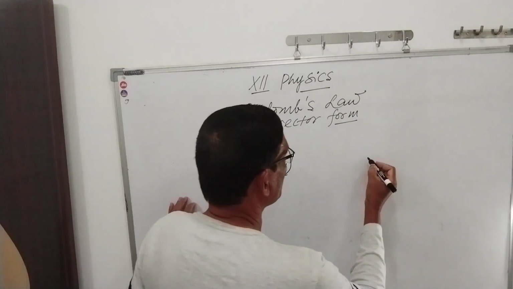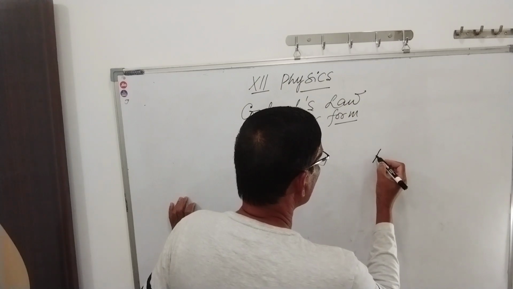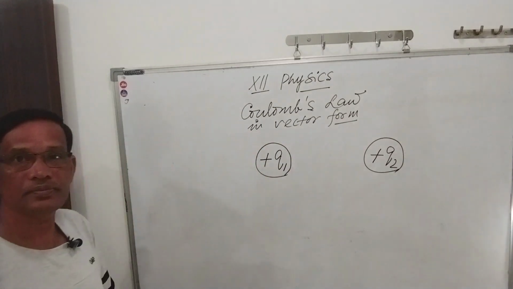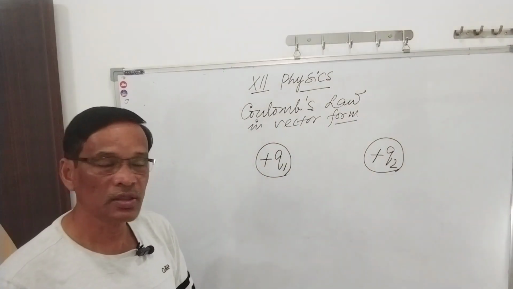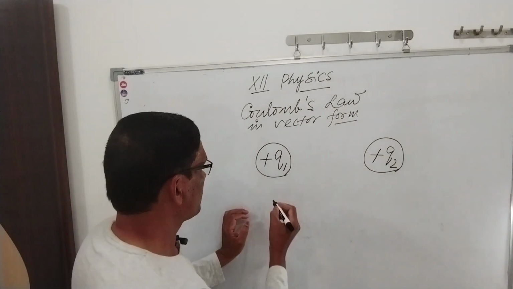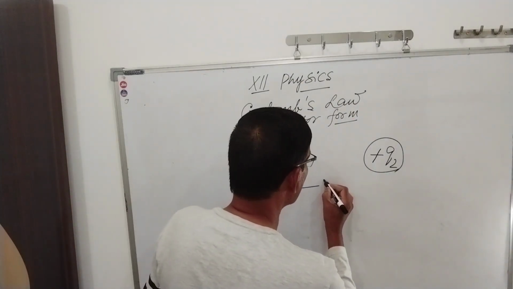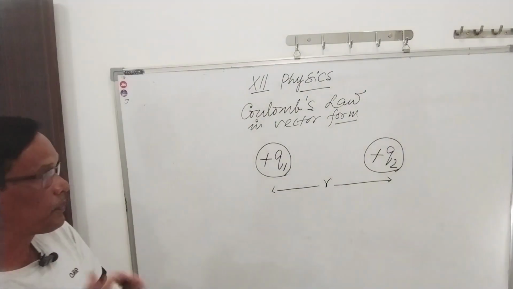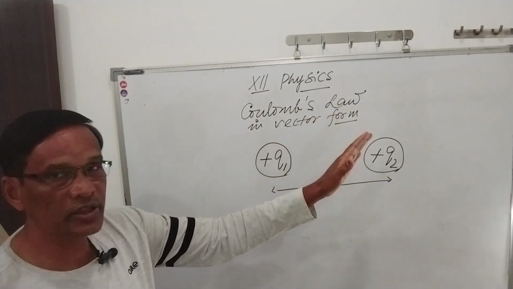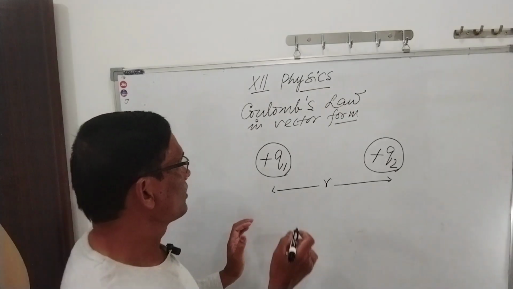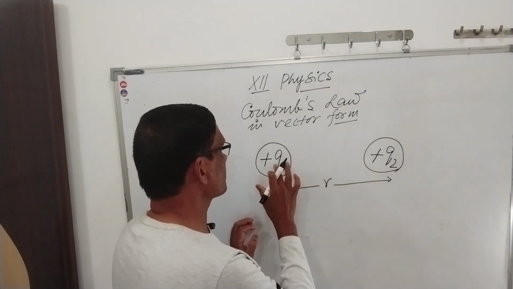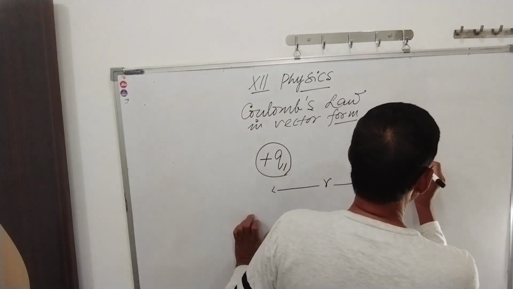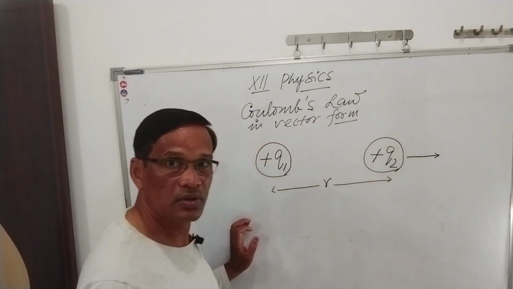and let us say there is one positive q2 charge located here. There are two positive charges q1 and q2, and the distance between them is, let us say, r. Now if you apply Coulomb's law in vector form, see what is going to happen here. Because of the positive charge q1, the positive charge q2 will be repelled by a force.